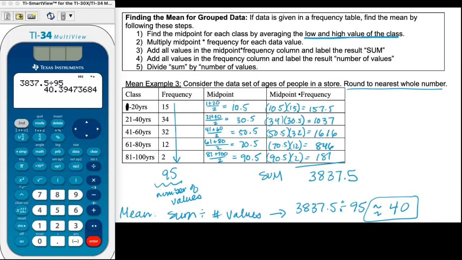If you got an answer like, let's say 120, and you looked at the table, you could see easily, okay, no one here is 120 years old, so I must have done something wrong. So that's just a good way to double check that you're on the right track.